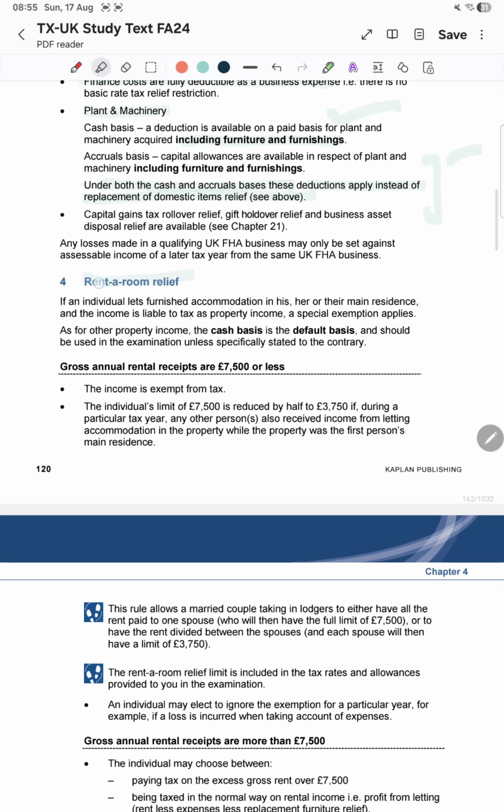The last topic is rent a room relief, when one room out of the property is let out and the landlord is also living in the same property. The cash basis is the default method and should be used in the examination unless specified. Gross annual receipts are £7,500 or less. Income is exempt from tax, because let's say the property income itself is 7,500 and then you're claiming a relief of 7,500, then this income is exempt from tax. But if there are joint owners, then this 7,500 limit would be 3,750 each. Joint owners could be between spouses or any other two joint owners.